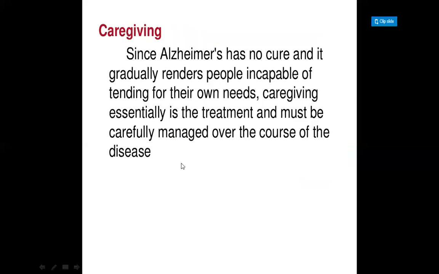Then next is caregiving. Since Alzheimer's has no cure, it is a progressive degenerative disorder. This disease gradually renders people incapable of tending to their own needs. Caregiving essentially is the treatment and must be carefully managed over the course of the disease. So we have to provide the proper care to the patient who has Alzheimer's disease.